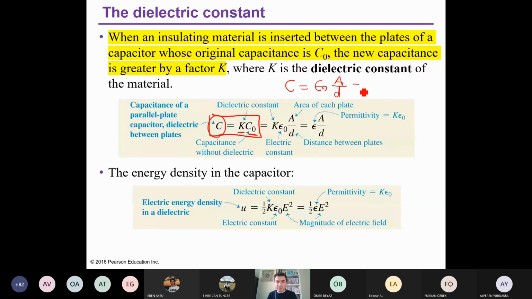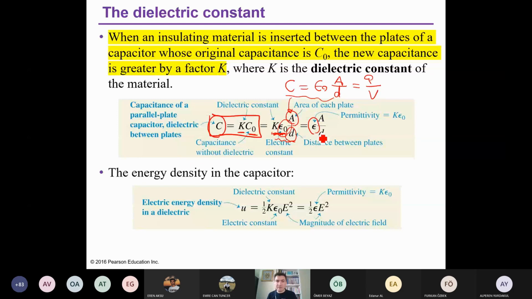And just use this expression here. You know, this was the constant. This is the area of each plate. This is the distance between the plates, D. And here we have K times epsilon 0. K times epsilon 0 is the permittivity of the dielectric material.